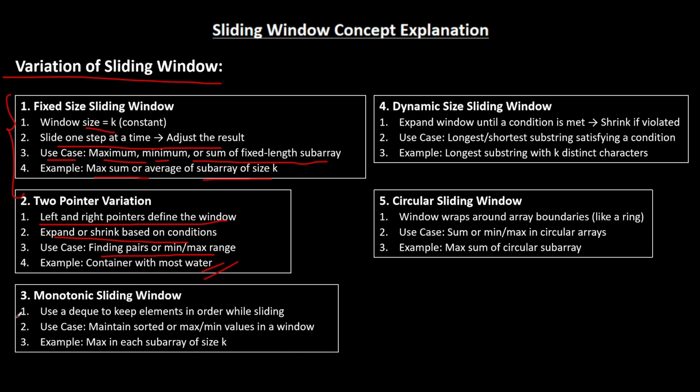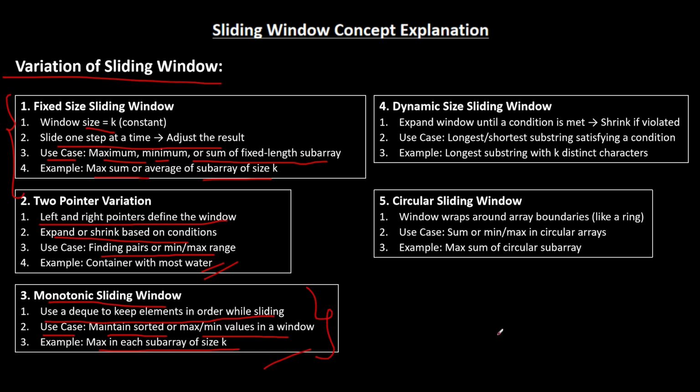The third variation will be the monotonic sliding window. We use a deque to keep elements in order while sliding. A deque, in a nutshell, is a data structure where we can push and pop from the back, and push or pop from the front. Right? This is a deque. The use case could be to maintain sorted or maximum, minimum values in a window, like maximum in each subarray of size k. Whenever you have to maintain sorted, maximum or minimum values in the window, we use a deque, and this is called the monotonic sliding window technique.